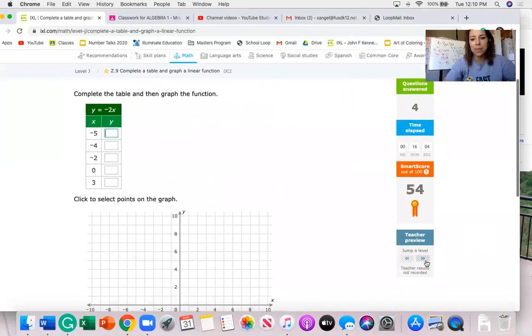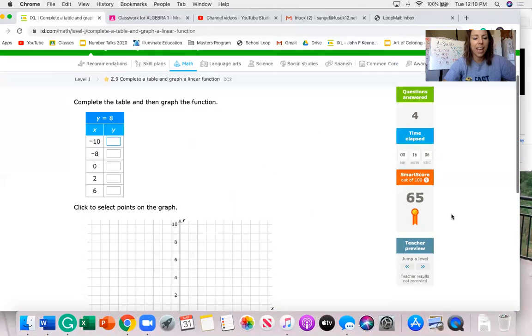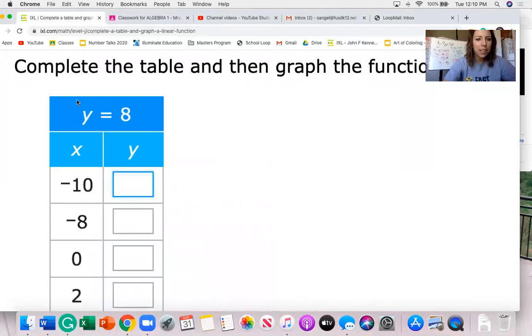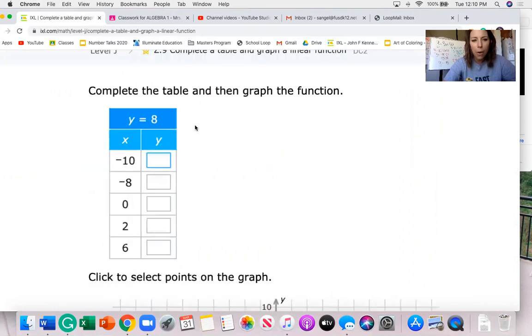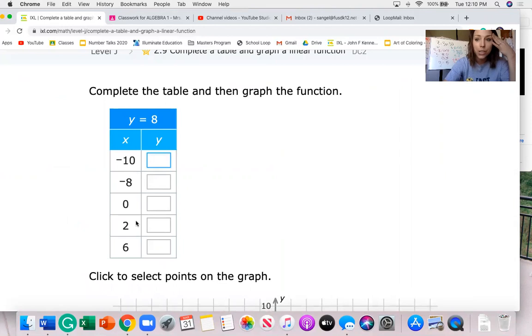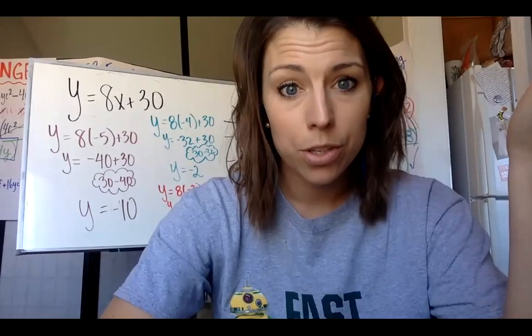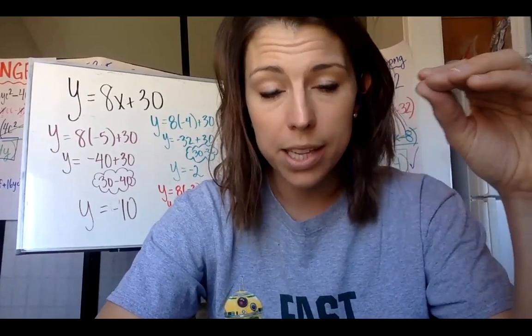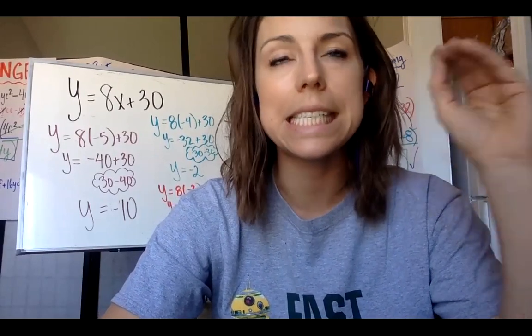All righty, we're gonna jump another level here. Okay, this is a weird one. What is weird about this function? There's no x in it. So how are we supposed to plug in x's when there are no x's? Can I tell you something? True story. Algebra 1 students struggle with this daily.